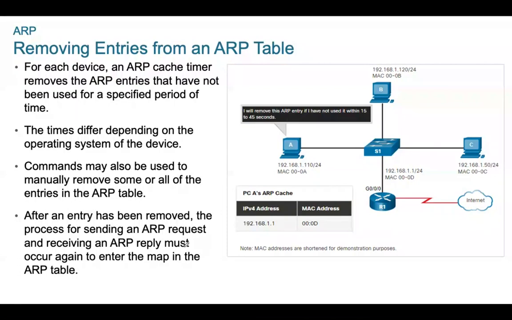PCA, when it receives the ARP reply in response for its ARP request, sees the target IPv4 address and the target MAC address and adds that to its ARP cache. It now has the information it needs to forward the packet, which is on hold. So the destination MAC address is now going to be 000D, that of the router R1, its MAC address. And now PCA can forward the frame onto router R1.